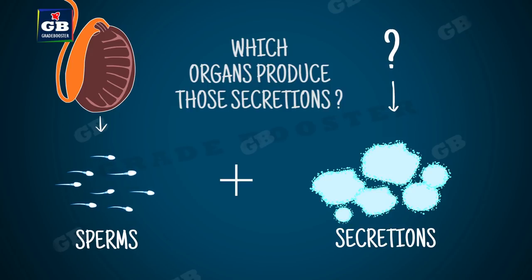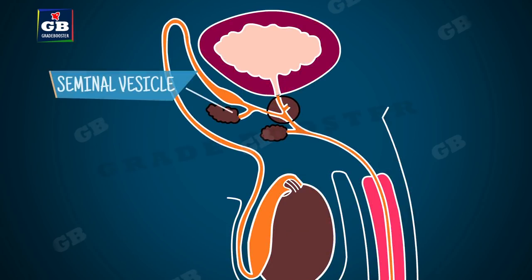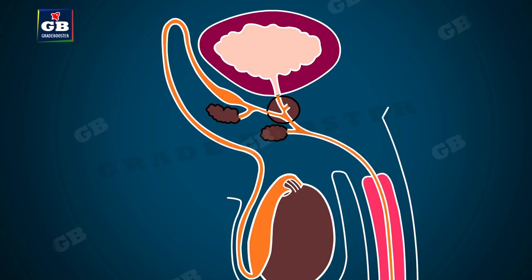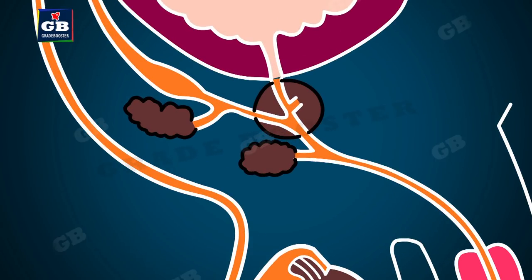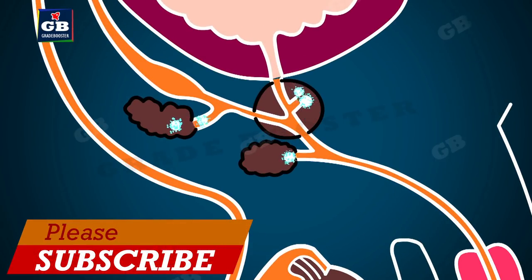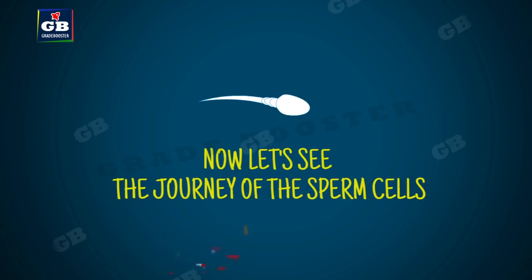Which organs produce those secretions? Prostate gland and seminal vesicles. They secrete certain fluid secretions that provide nutrients to the sperm cells. Now, let's see the journey of sperm cells.